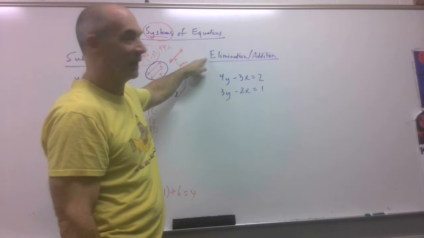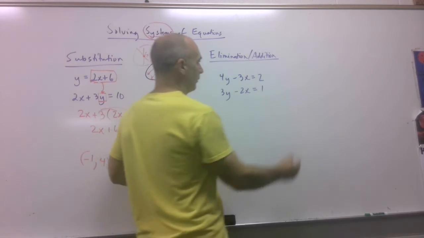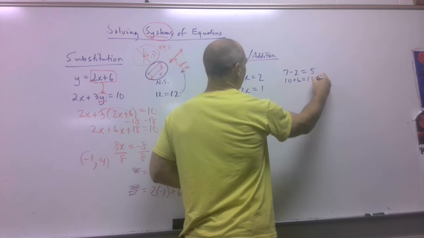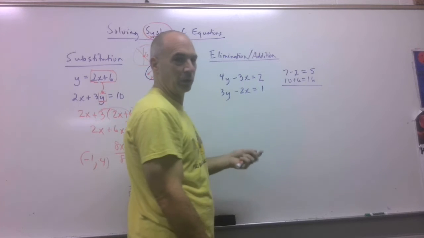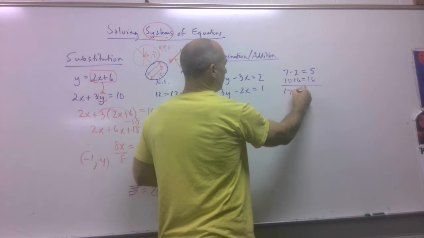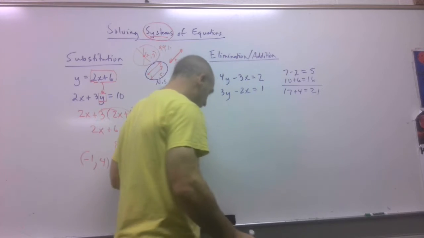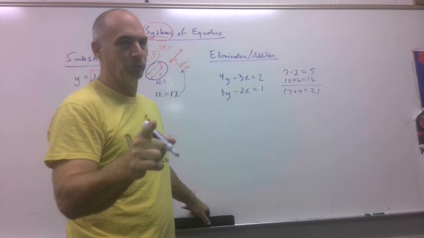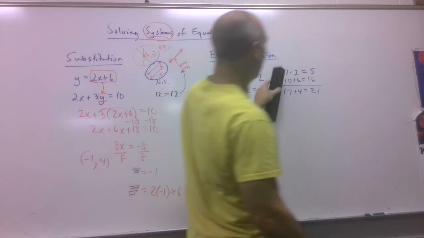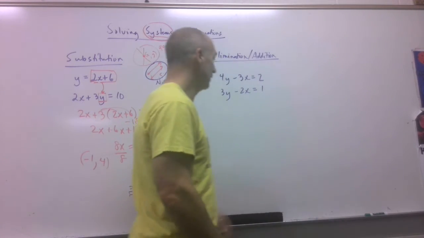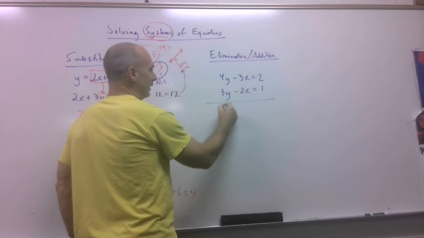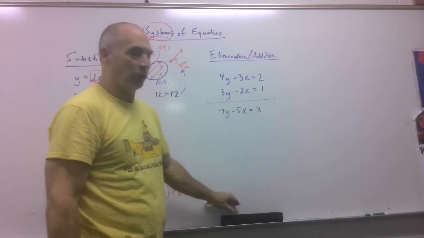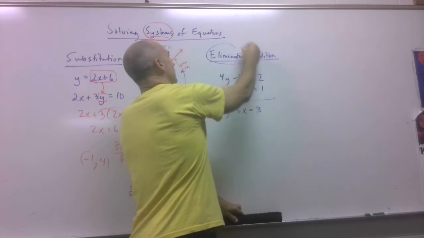Now we've got elimination addition. Something you guys have to understand, I'm just making this up, 7 minus 2 is 5, 10 plus 6 is 16. If I add two true equations together, 17 plus 4 equals 21, I get another true equation. That's just telling you you can add equations at any time if it's to your advantage. Now, if I added these together right now, I'd get 7y minus 5x equals 3, and that didn't do me any good. Look at this, elimination.